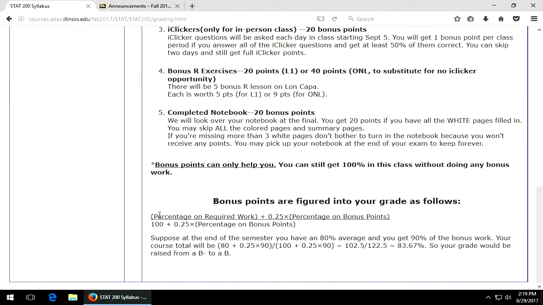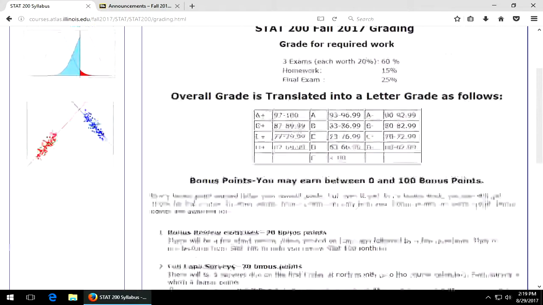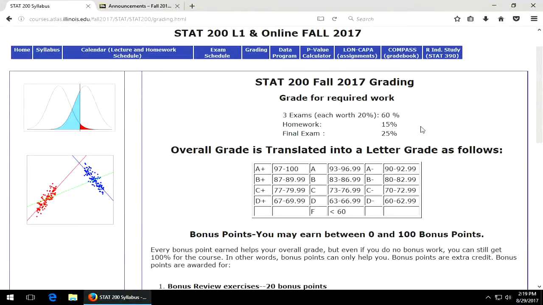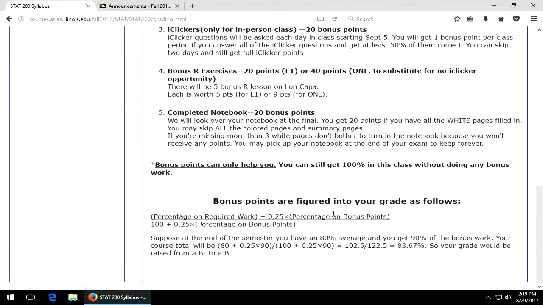So what does that mean? Let's say that suppose at the end of the semester you have an 80% average after averaging all this, right? This adds up to 100%. So you have an 80% average. Now, what if you did all the bonus points? Well, that would be 80, or what if you did 90% of the bonus work? That's what I have here. That would be 80 plus 25% times 90 over 100 plus 25% over 90, so you would get an 83.67. Okay? Does that answer your question?